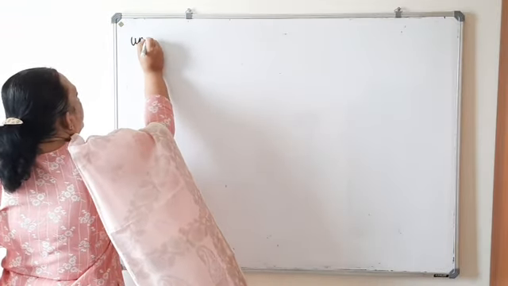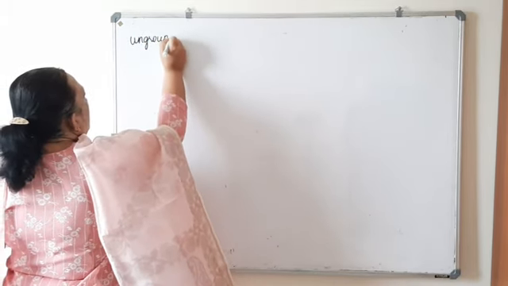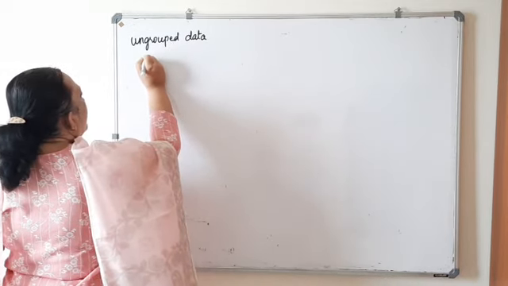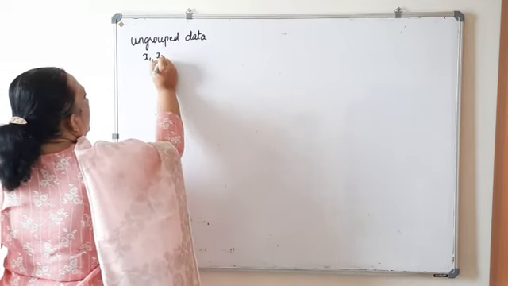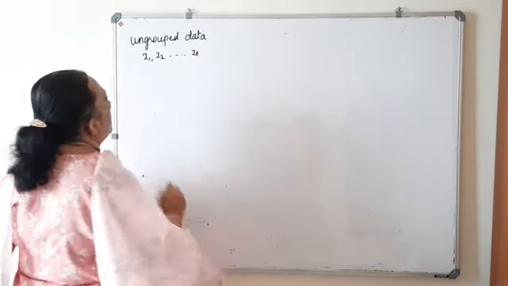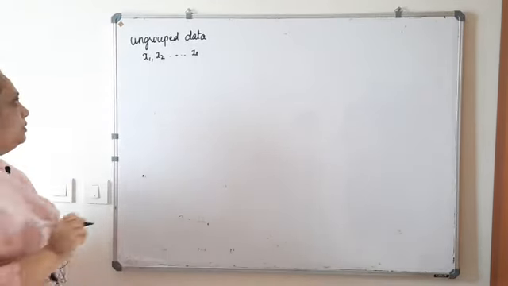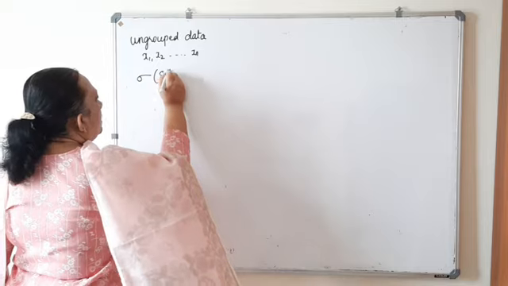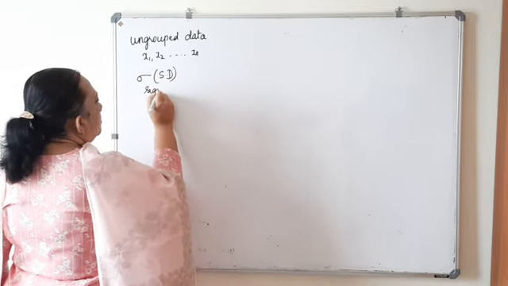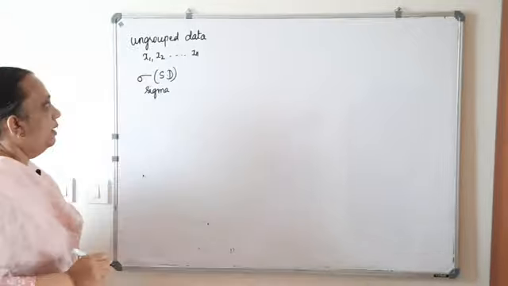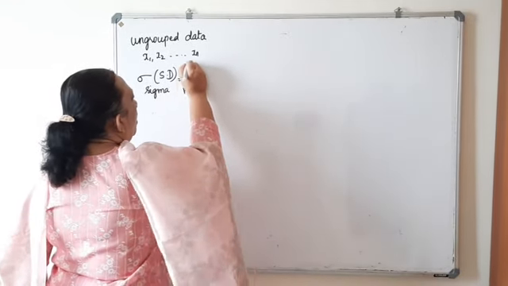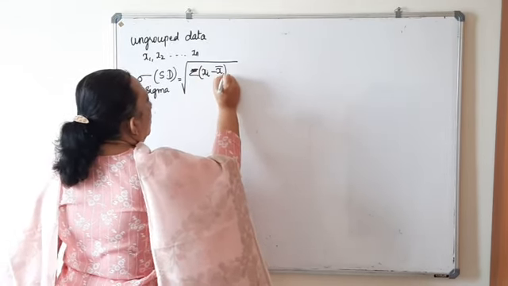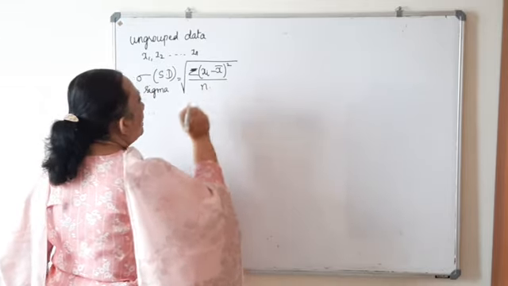For an ungrouped data, that is you are given some values like x1, x2, etc., xn. Just some values are given to you. What is standard deviation? This is standard deviation sigma. We read it as sigma. It is equal to square root of sigma xi minus x bar the whole squared divided by small letter n.